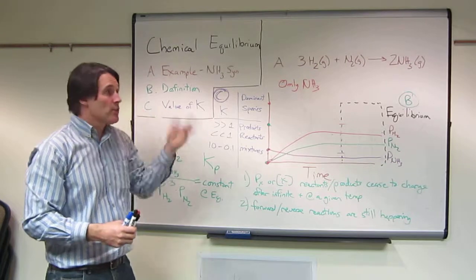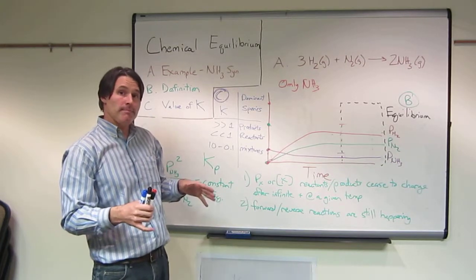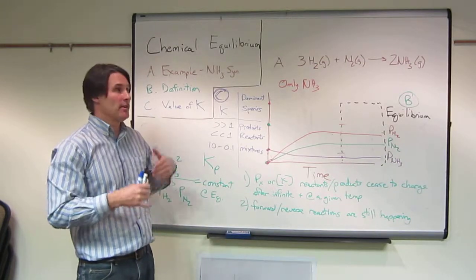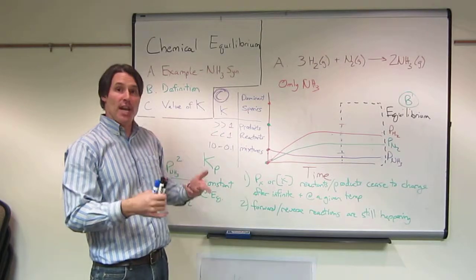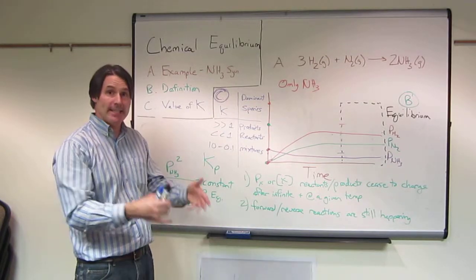So next time I'll talk about situations where, given initial values of partial pressures for hydrogen, nitrogen, and ammonia, you can tell whether the system is at equilibrium, and if it's not, how the partial pressures will change in order for that system to get to equilibrium.